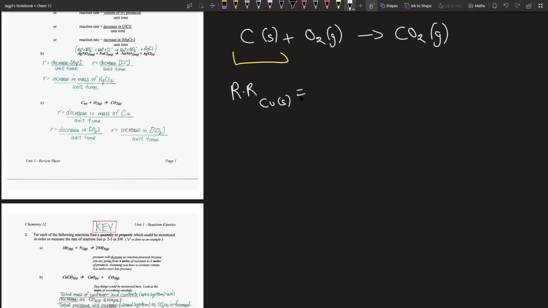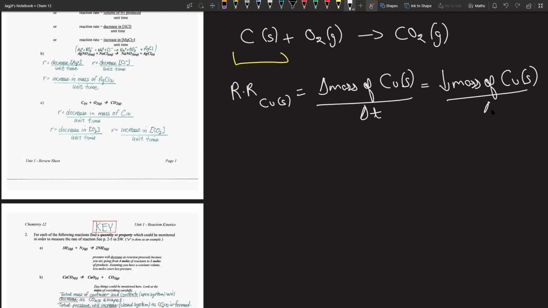So we can measure this as change in mass of Cu solid over change in time. Now to be more specific, it will be a decrease in mass because it's a reactant. So there will be a decrease in mass of Cu solid over change in time. Correct? Yeah. Okay, we talked about that.